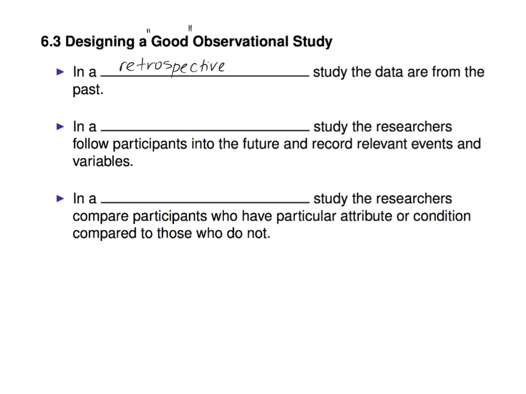In a something study, the researchers follow participants into the future and they record relevant events. This is called a prospective study. Okay, and in a something study, the researchers compare participants who have a particular attribute or condition compared to those who do not. That's called a case control.